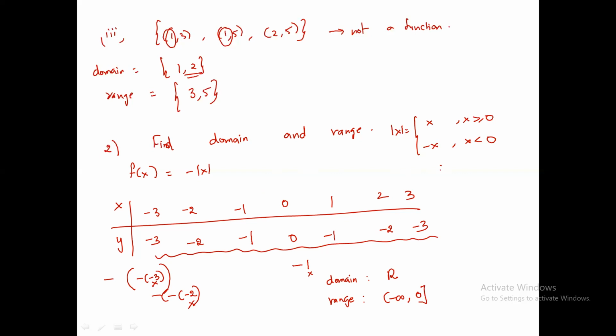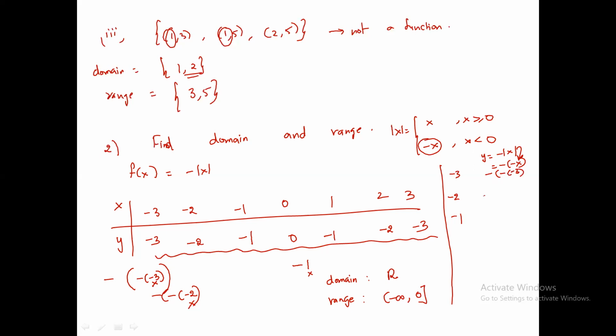If you want, you can be more clear. For minus 3, minus 2, minus 1, what will you take y? Minus of mod of x, that is minus of minus x, because for mod of x you have to take minus x. Mod of x is minus x. That's why minus of minus 3.